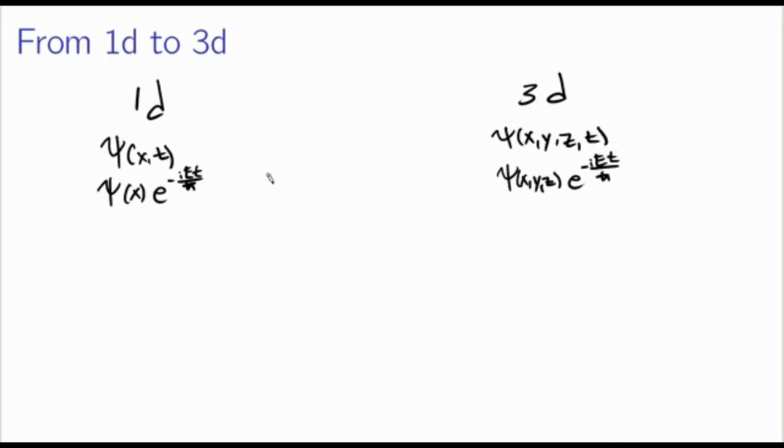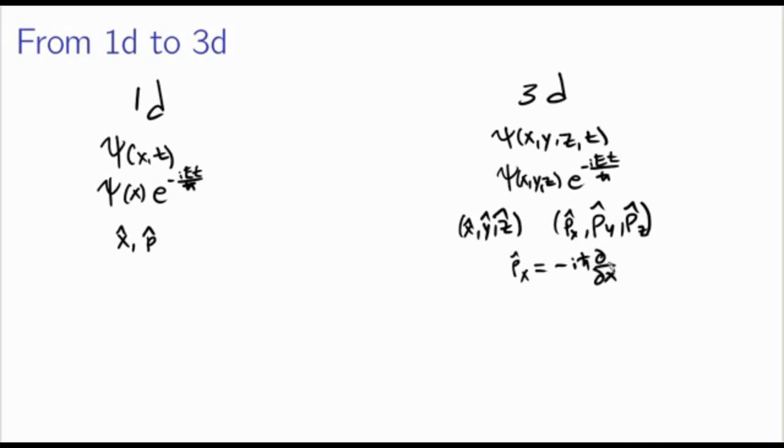The operators that will appear in the Schrodinger equation, for instance, in one dimension, we had the position operator x hat and the momentum operator p hat. X hat and p hat in 3 dimensions are going to be vector operators. So instead of just having x hat, I'll have x hat, y hat, and z hat in a vector, or px hat, py hat, and pz hat in a vector. And the definitions here are more or less what you would expect. For instance, px hat is going to be minus i h bar derivative with respect to x.